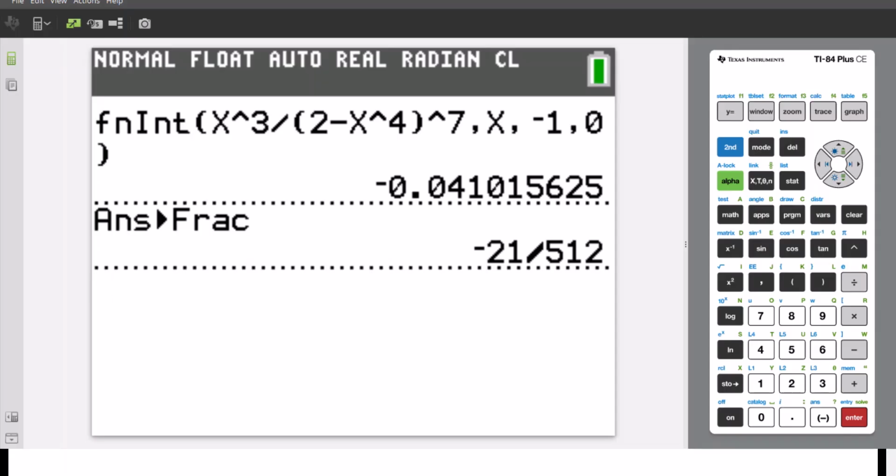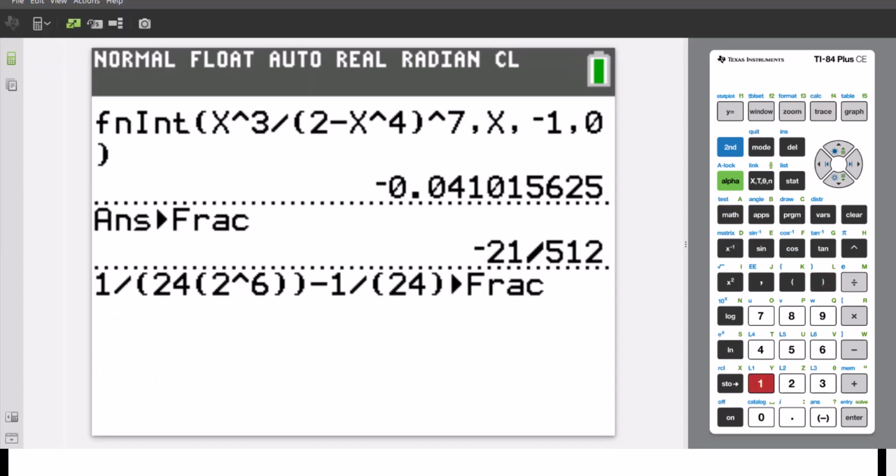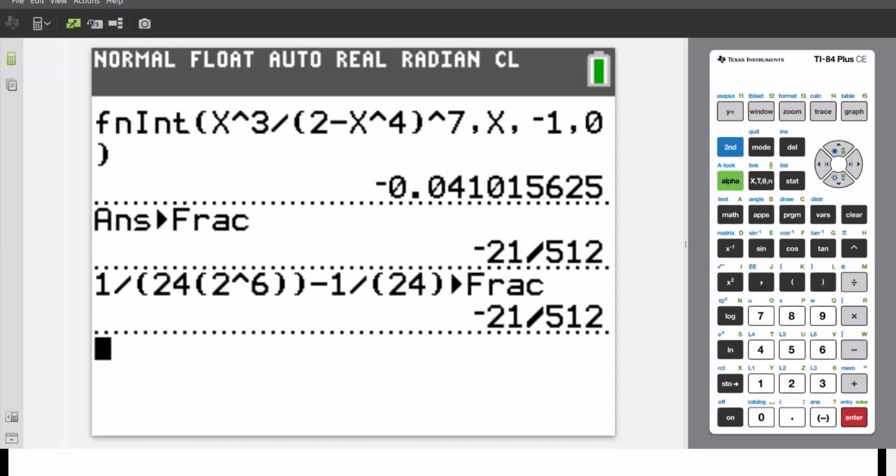Just to confirm, let's put in our answer. Our answer was 1 over 24 multiplied by 2 to the power of 6 minus 1 over 24 multiplied by 1 to the power of 6. 1 to the power of 6 is 1. 1 times 24 is 24, so I'm not going to bother putting the whole thing. I'll just add the extra command to make the answer into a fraction, and as you can see, we have the same solution.